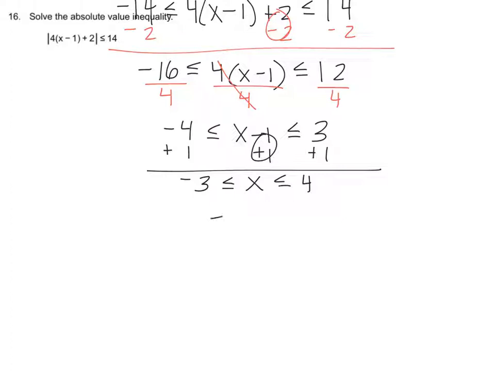In order to do that, I'll have a bracket next to the negative 3, and it's going to go until a positive 4, which is also included, so I'll write a bracket. So my answer is negative 3 to 4 with both included.